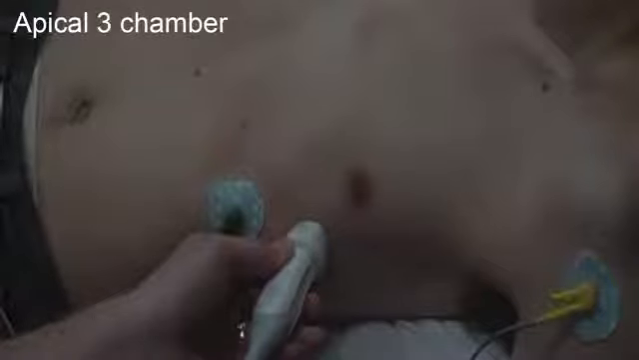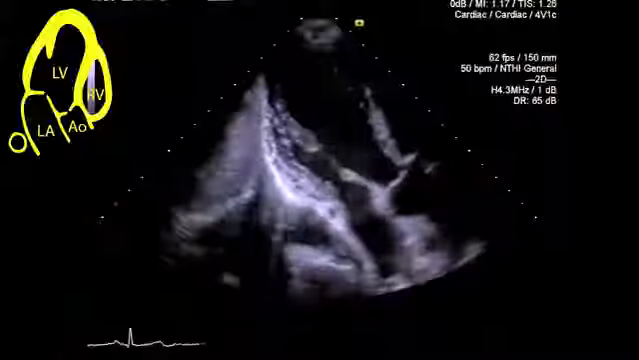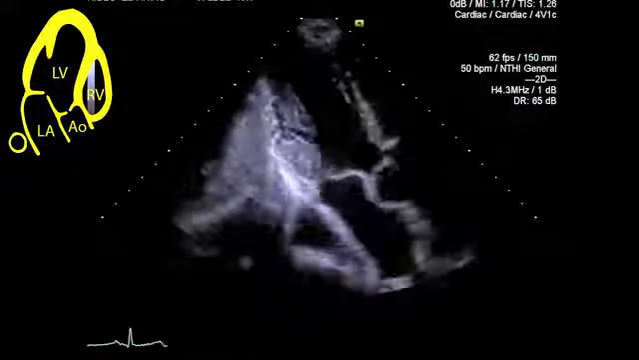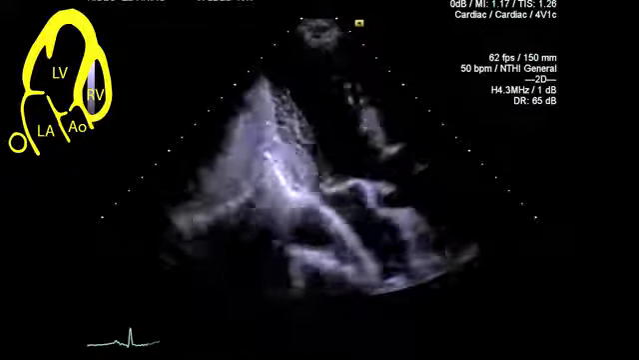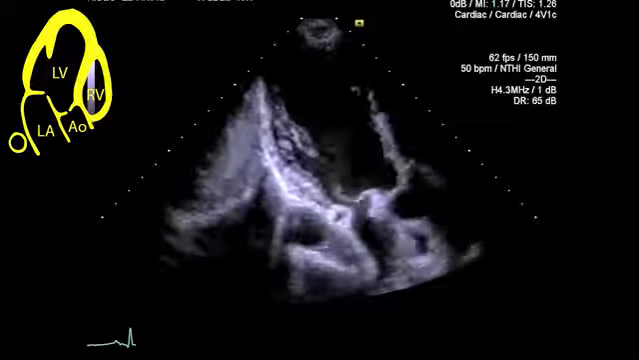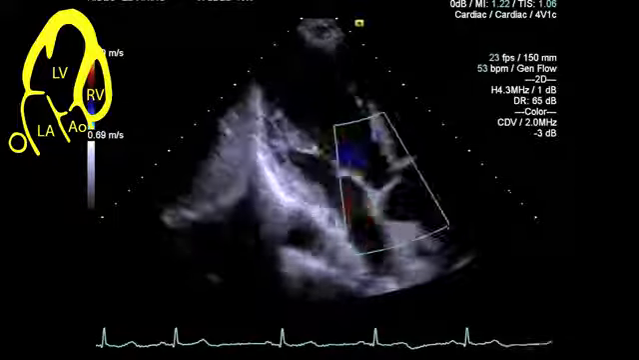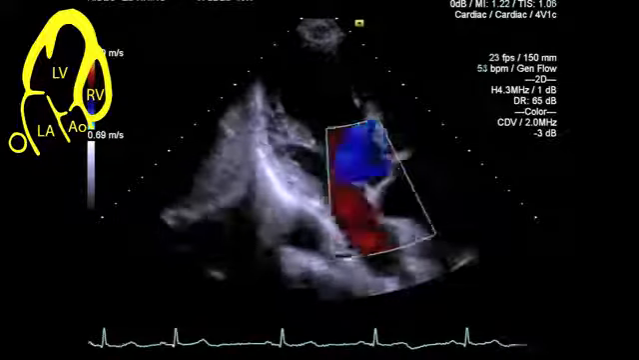The apical 3 chamber view is achieved by rotating the probe further in an anti-clockwise direction, with the probe marker ultimately pointing towards the patient's right shoulder. This is the same view as the parasternal long axis, however it's now viewed from the apex of the heart. Apply colour flow Doppler to both the mitral and the aortic valves to make an assessment of any gross valvular pathology.